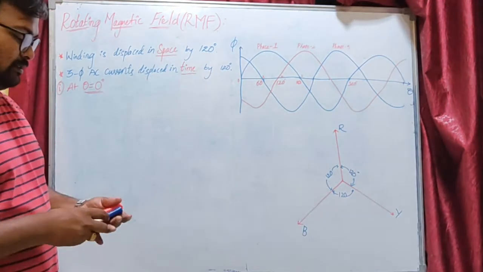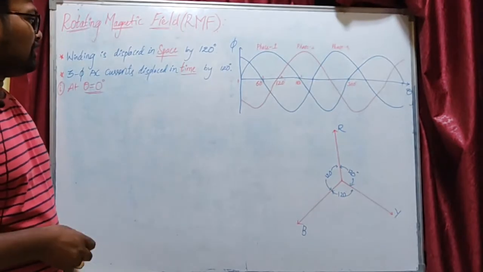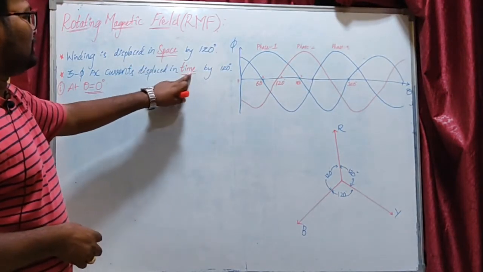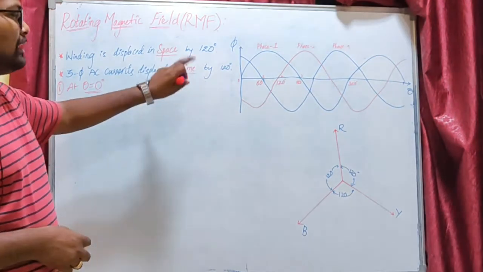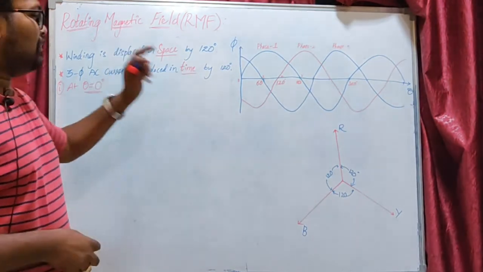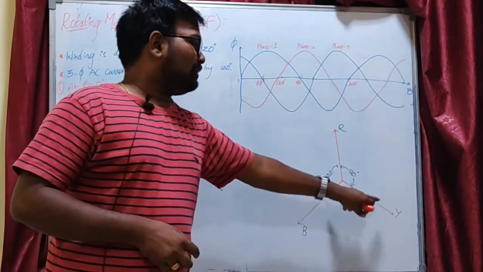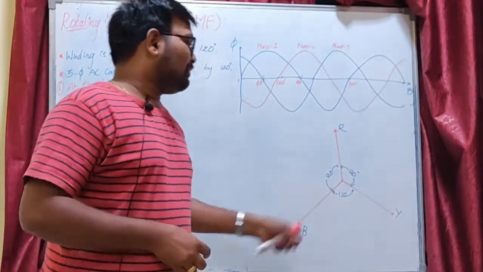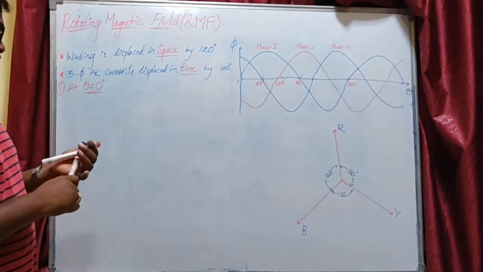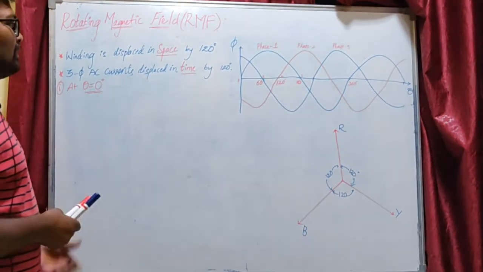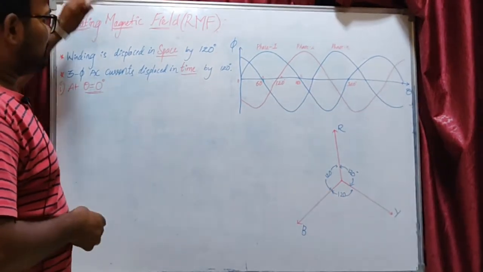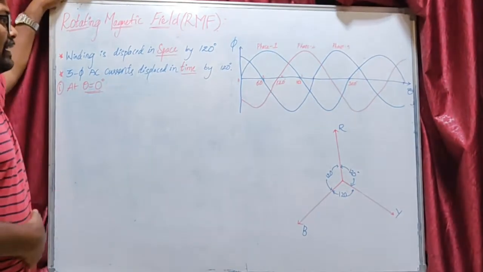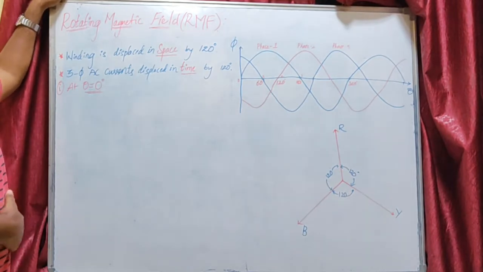So we have two types of displacement. One is space displacement, that is physical displacement. Another is time displacement, that is electrical displacement. So we are displacing the windings by 120 degrees, as well as displacing currents by 120 degrees in time. Okay, let us see how the rotating magnetic field is being generated in the stator of our induction motor.